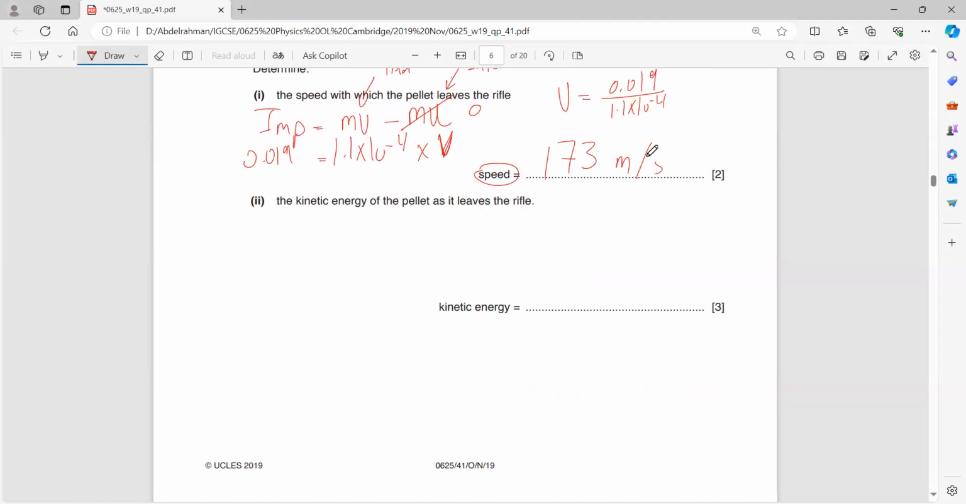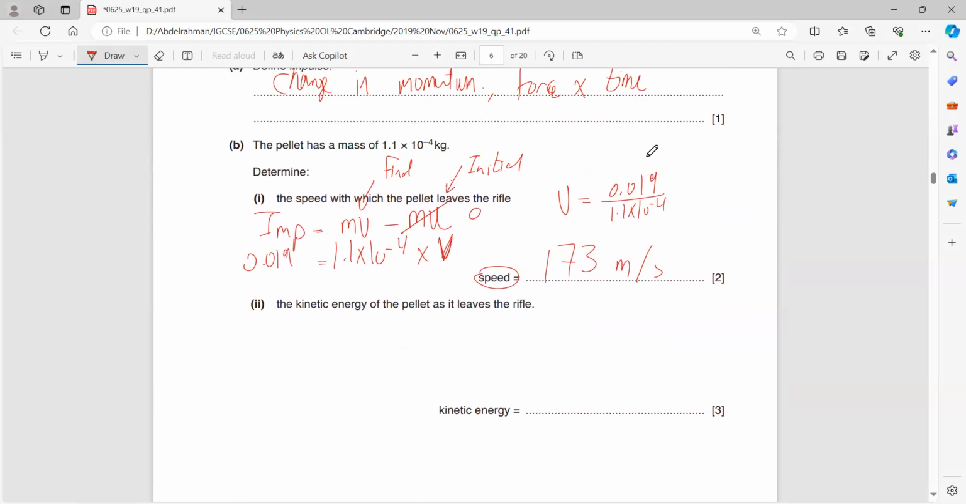Next, find the kinetic energy. Remind me, how can I calculate the kinetic energy? Half mv squared. Easy. Half times what? 1.1 times 10 to the power of negative 4 times 173 squared. Let's calculate it.